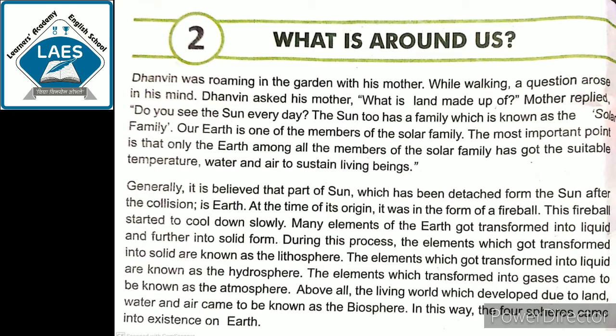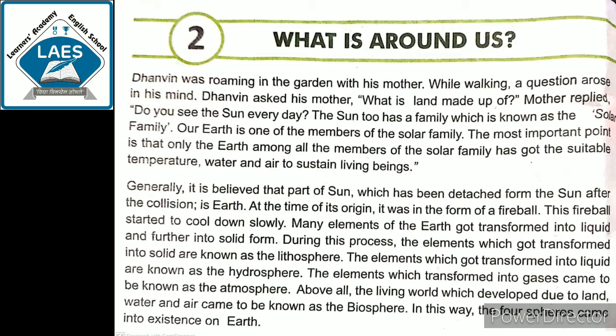His mother replied, Do you see the sun every day? The sun too has a family, which is known as the solar system. सन की भी फैमिली होती है जिसे हम सोलर फैमिली के नाम से जानते हैं. उनमें से एक मेंबर है अर्थ. Earth is one of the members of the solar family.